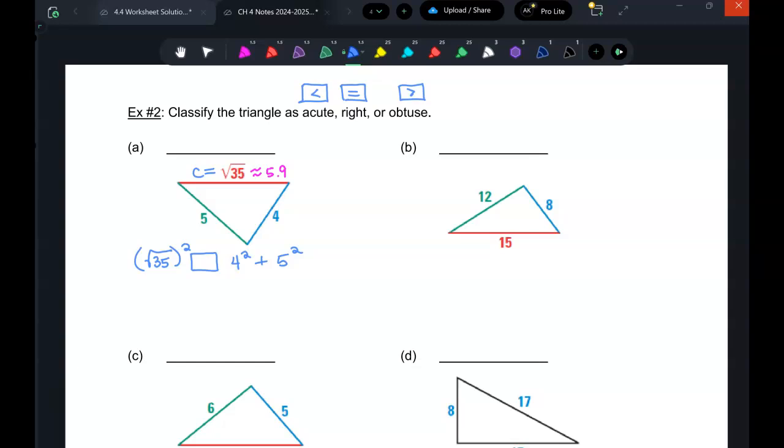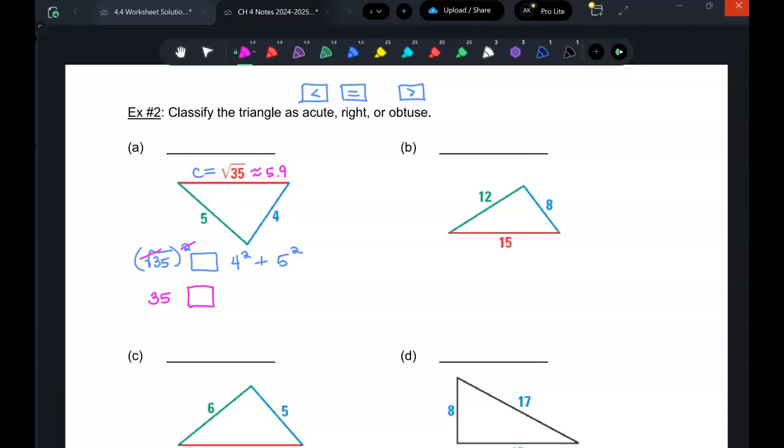So 4 plus 5 squared equals 41. Why is it in parentheses? Well, what happens when I take a square root of 35 and then I square it? They just cancel. So I just get 35.